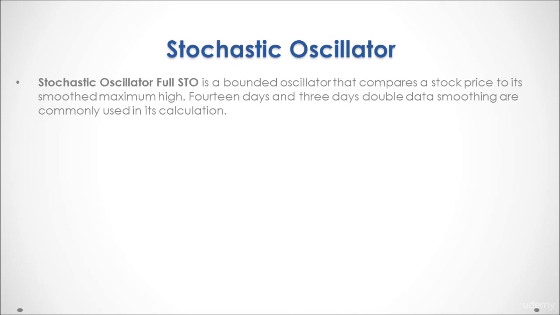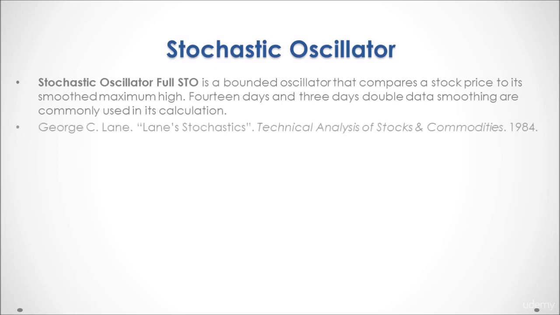Stochastic oscillator is a bounded oscillator that compares a stock price to its smoothed maximum high. 14 days and 3 days double-dated smoothing are commonly used in its calculation. For full reference, I recommend that you read George Lane, Lane Stochastics, published in Technical Analysis of Stocks and Commodities in 1984.